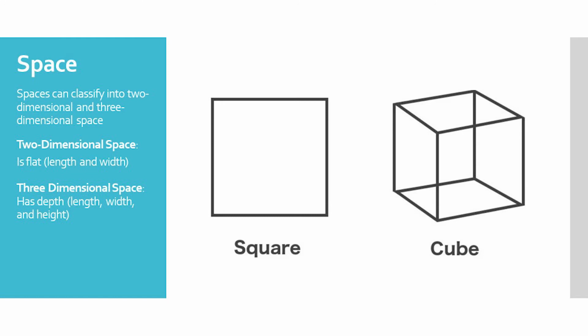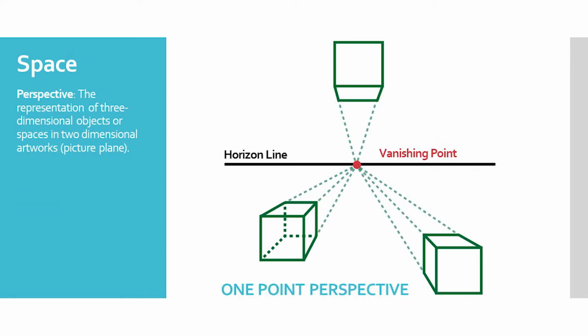So this is going back to when we were looking at shapes versus forms. Shapes are 2-dimensional, forms are 3-dimensional. And it's the same thing with space. Another way that we show space is with perspective. Perspective is the representation of 3-dimensional objects or spaces in 2-dimensional artworks. And that's called the picture plane. So when we're talking about the picture plane, we're talking about the paper or the canvas, whatever that flat surface is.